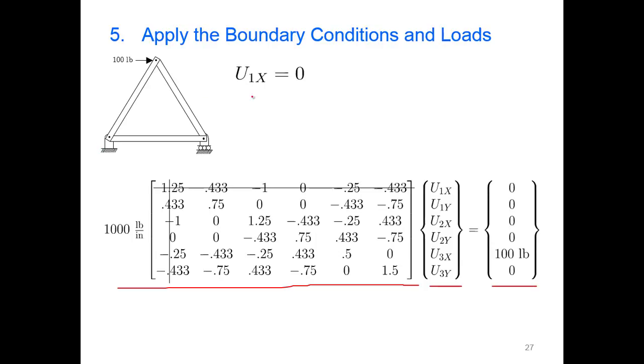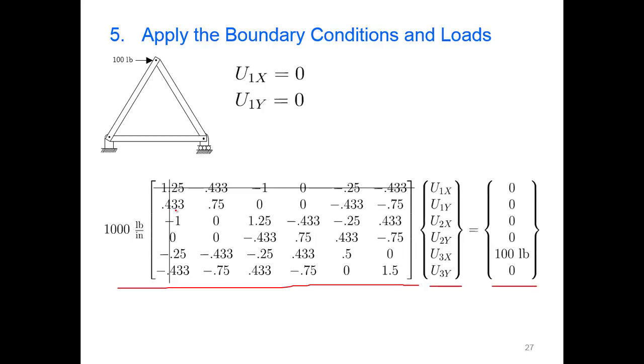So because we have no displacement in the x direction, we can knock out the whole first row and the whole first column. Now we could change this to 1 and make everything else zeros, but the easier thing, at least when we're doing this in Mathcad, is to just wipe out these rows. So we can do that.